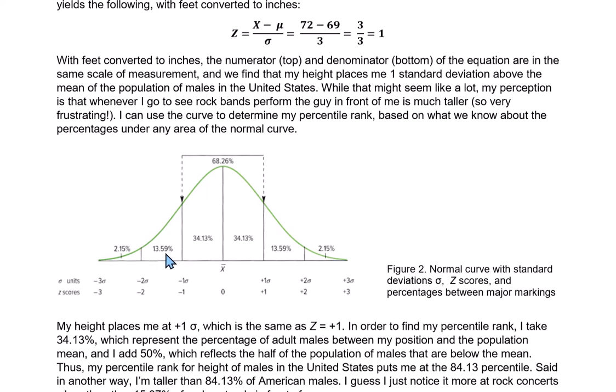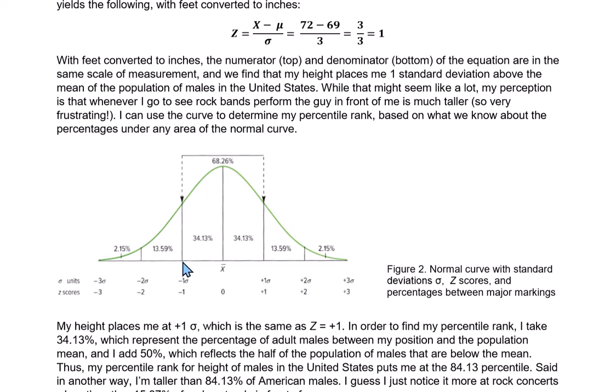You would simply take this area and add it to this area, and that would be the total proportion of the curve that falls below a z-score of -1. So grabbing my calculator, I always have a calculator nearby, and I don't have this set up in advance. Adding 13.59 to 2.15, I get the value of 15.74.